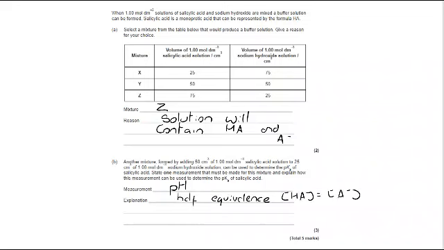At half equivalence, the concentration of HA is equal to A-, and that means at half equivalence, pH is equal to pKa. So if I can determine the pH at half equivalence, I know the pKa value. That takes us to the end of this question. Thank you for listening and goodbye.